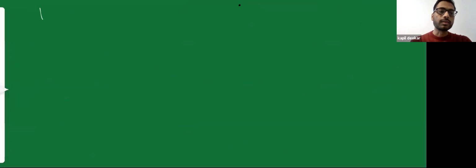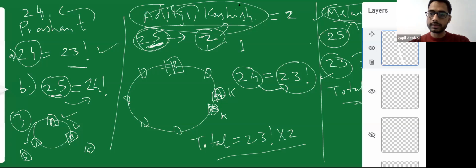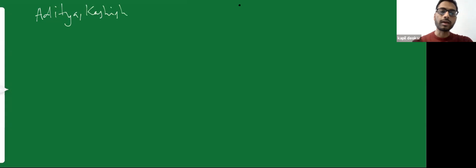Okay, so in the previous example, who are our friends? Aditya and Kashish. So we have seen one example earlier in which Aditya and Kashish are very good friends and they should be sitting together. But now there is a fight between them, and now they don't want to sit together. So in how many ways can the 25 people be arranged if I don't want Aditya and Kashish to be together?